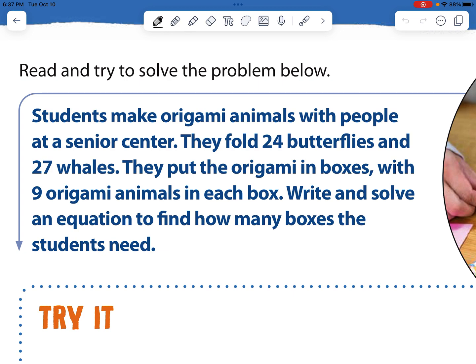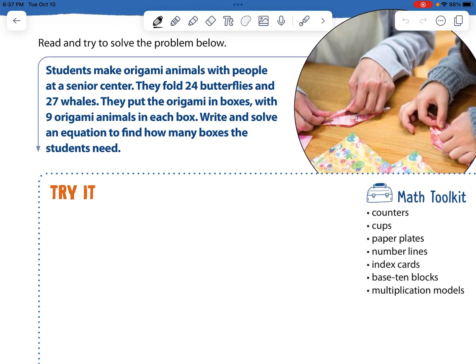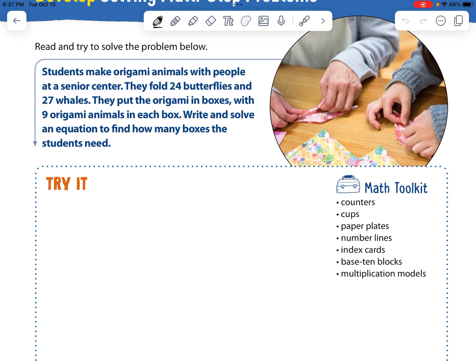Okay, I'm going to take some notes right under Try It of what I know. So I'm going to do B for butterflies, there's 24. W for whales, there's 27. They put them in boxes with 9 in each box. And we've got to figure out how many boxes they need.